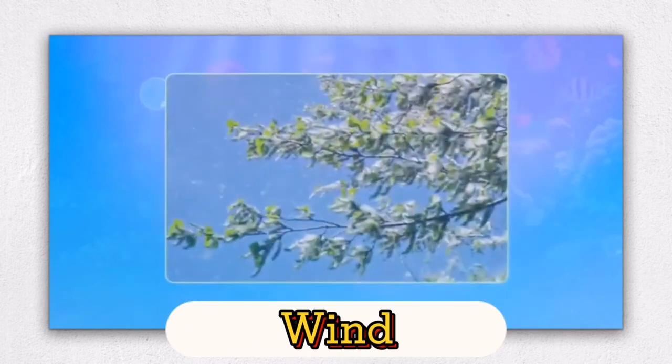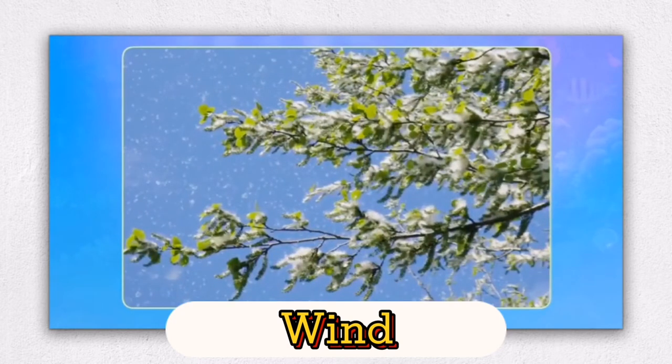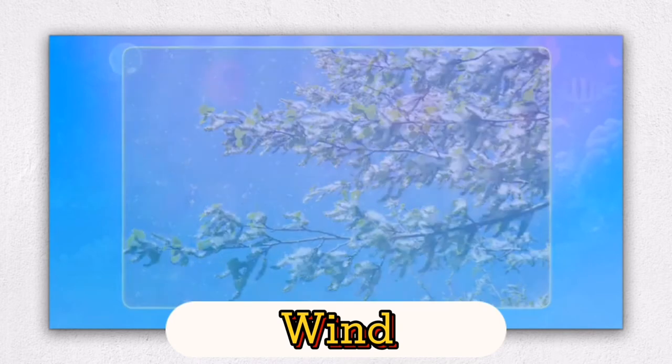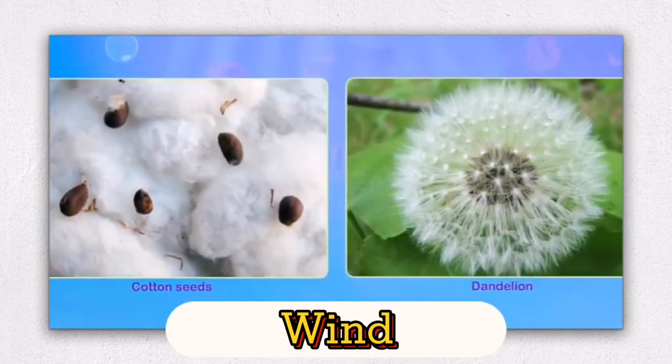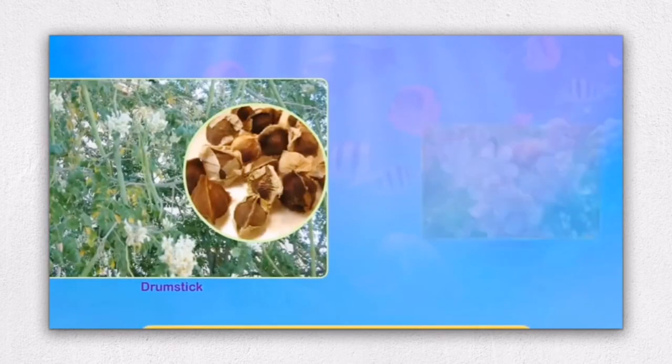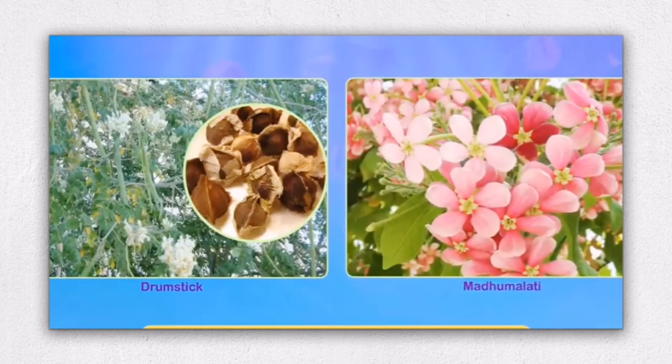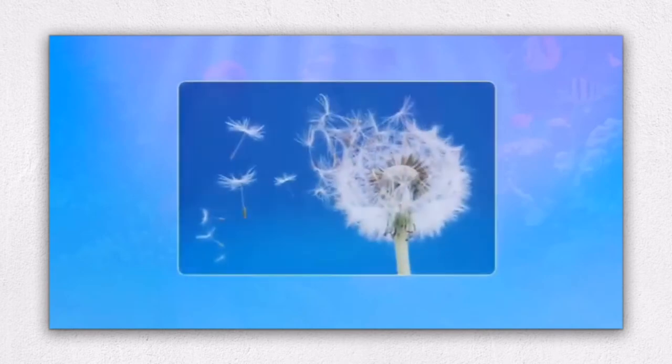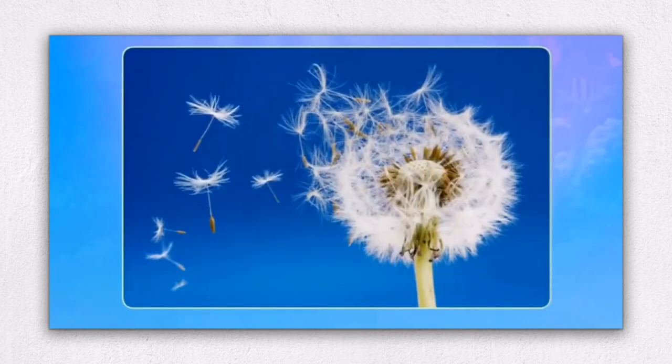Wind. Seeds dispersed by wind are small and light. Some are hairy, for example, cotton seeds and dandelion. Seeds of drumstick and madhumallati have thin, papery wings. We often see them floating in the air.